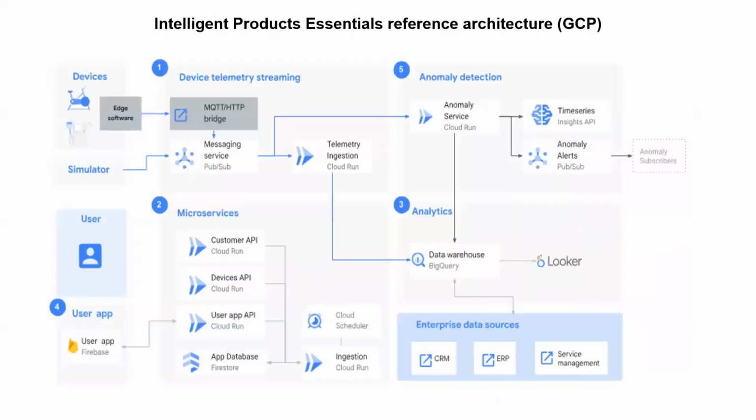All right. So next, we will jump into the intelligent product essential reference architecture in GCP, what exactly it does, what its advantages are, and how it can help us define the roadmap for our products.